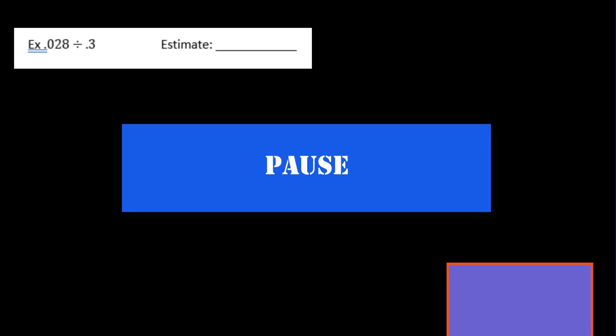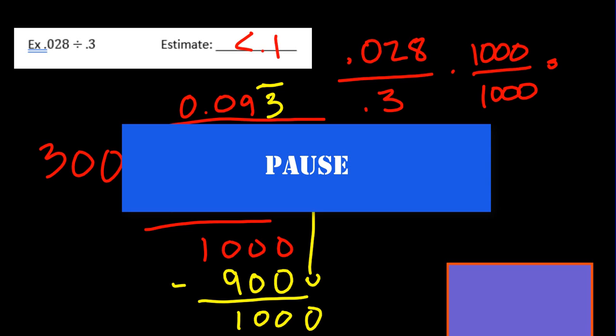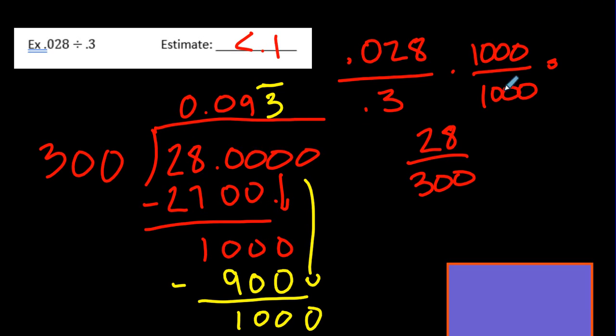So here we got one more of these. Very similar to the last one. Go ahead and try this one out on your own. What you should have found is that we had to multiply by 1,000 over 1,000 to get a whole number. And then what we did was 28 divided by 300.